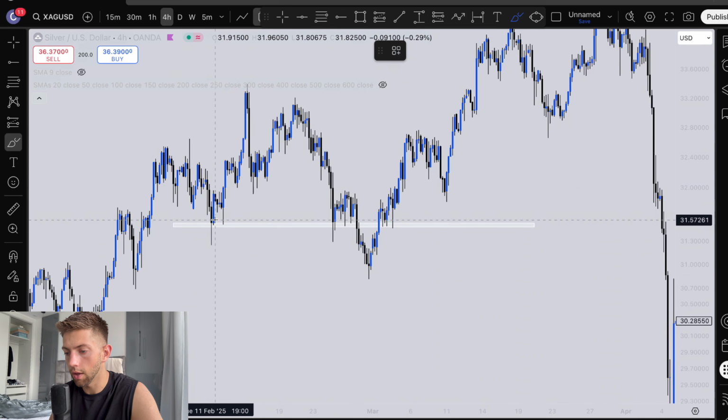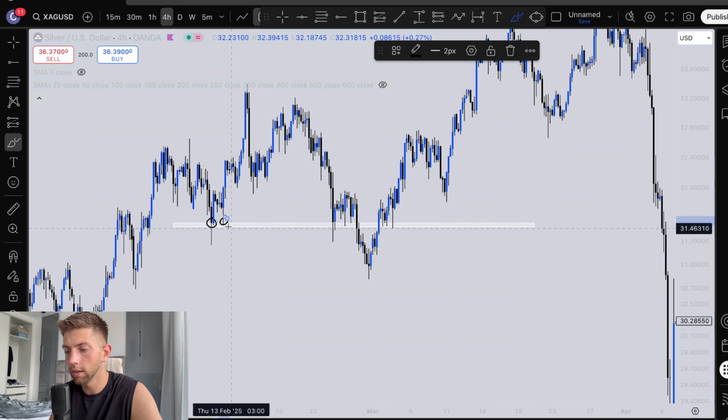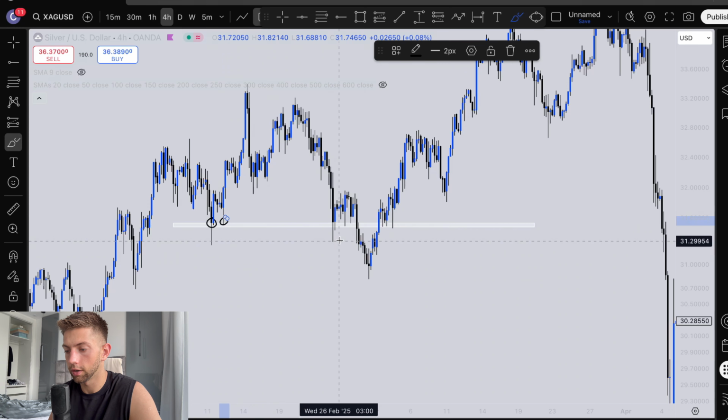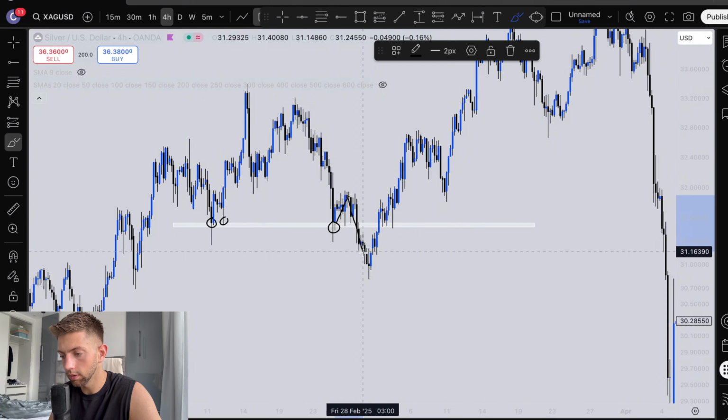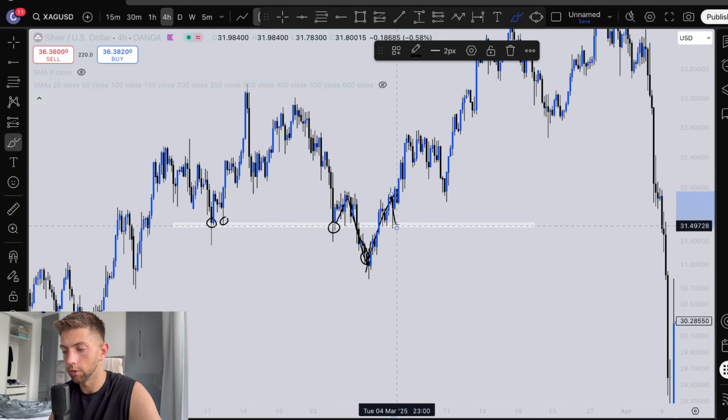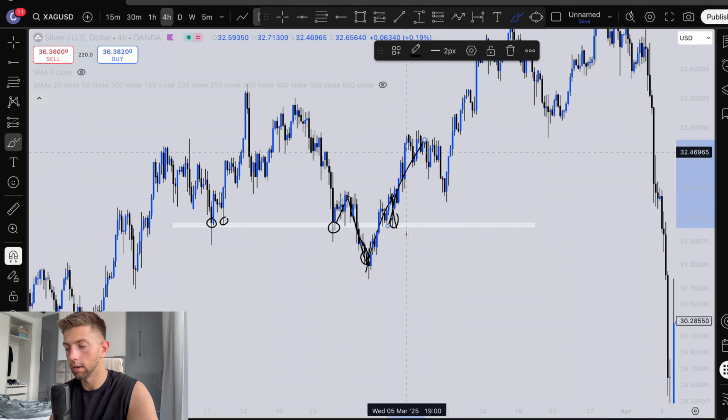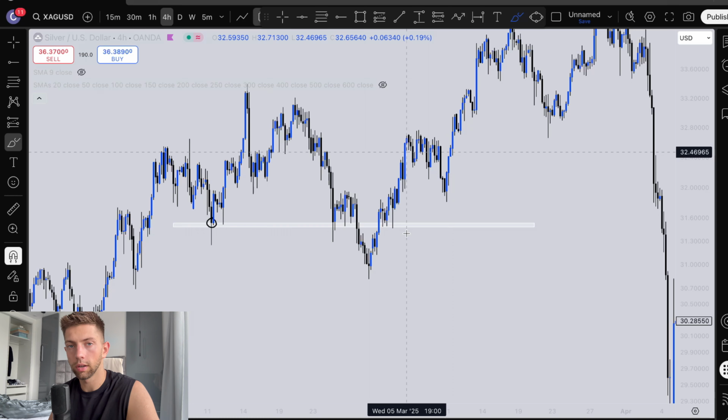every time price taps the zone, it gives us a really strong reaction. Every time price respects the zone, it gives a reaction, and even when price broke that zone, it broke back up, retested, rejected and went higher, which means that is a strong key level for me.